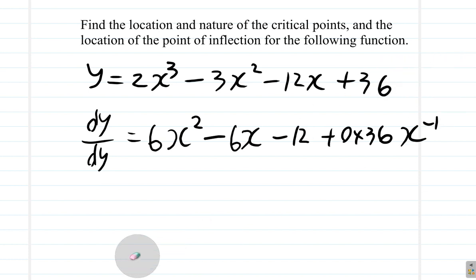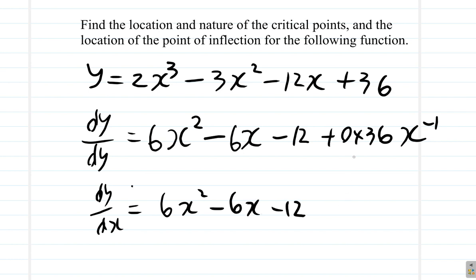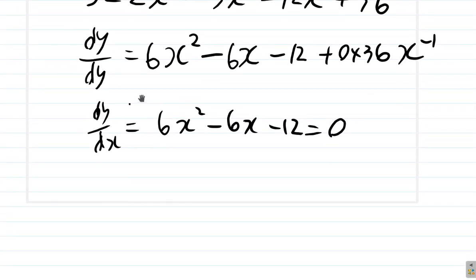So what you have for dy by dx, what does it amount to? It's 6x squared minus 6x minus 12. 0 times all of this gives us 0. Alright, now this is the gradient function, and at the critical point it is equal to 0. So we're going to solve 6x squared minus 6x minus 12 equals 0.